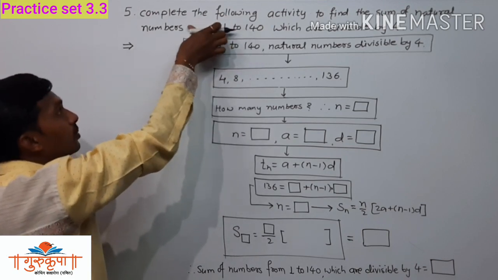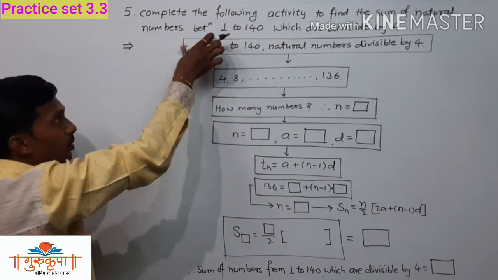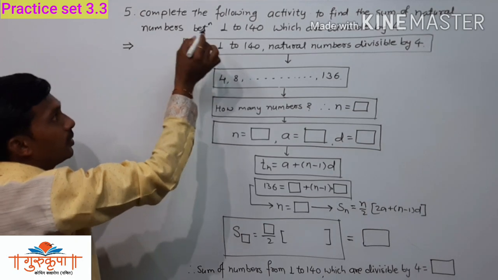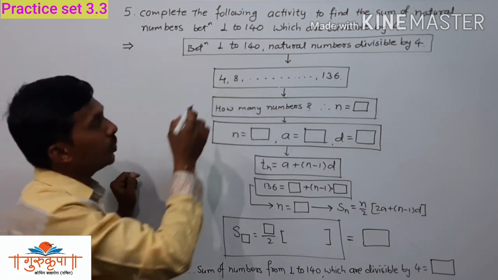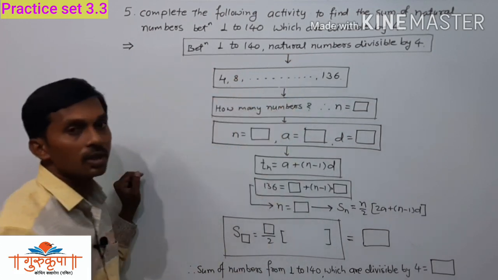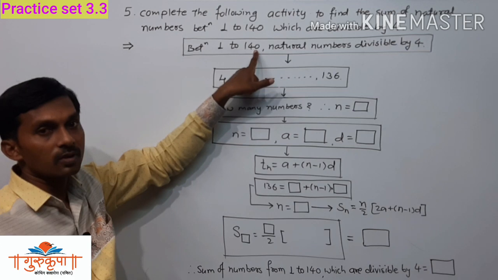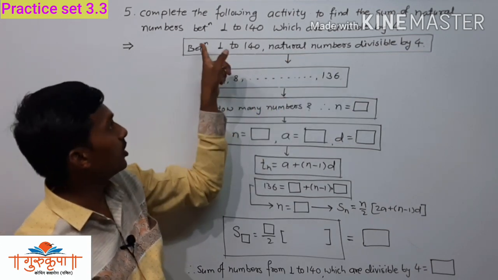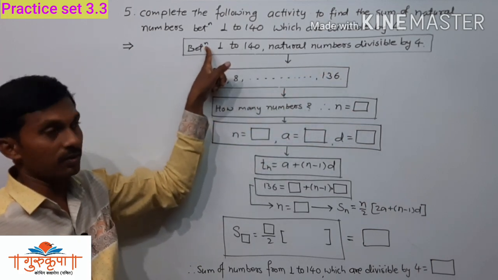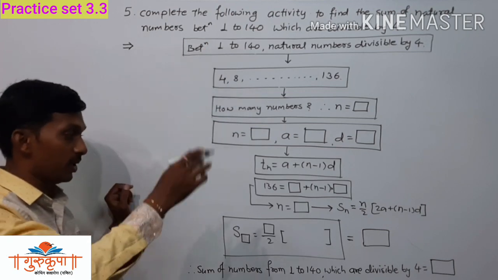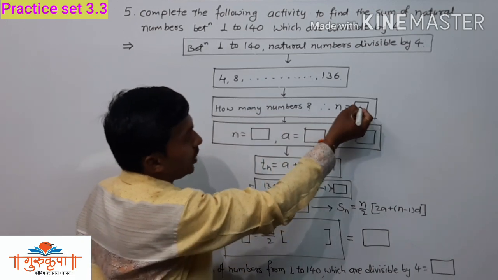In place of from, we will write between. Between 1 and 140, natural numbers divisible by 4 are 4, 8, dash, dash, dash up to 136. 140 is divisible by 4, but since it is not written there, if the word from is there, we have to write it. Otherwise we have to change the word, that is between. In place of from we write between, and now we can simplify this example. So here, how many numbers, that is, we have to find n?